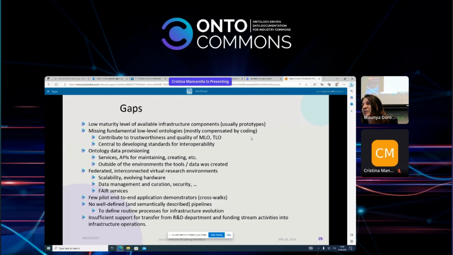Maybe the last one, which I would really want to underline, is there is not sufficient support for transfer from R&D to departments, and there is no funding stream to establish whatever prototypes and work we have created during our research, to translate it now to a running service, which now presumes a completely different set of skills, completely different needs than what we as researchers created, and that is not there.